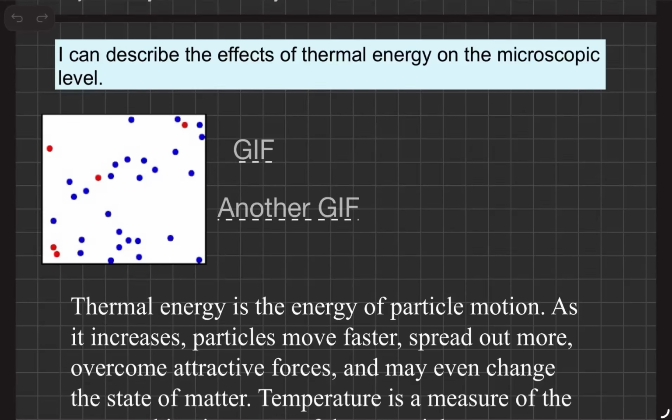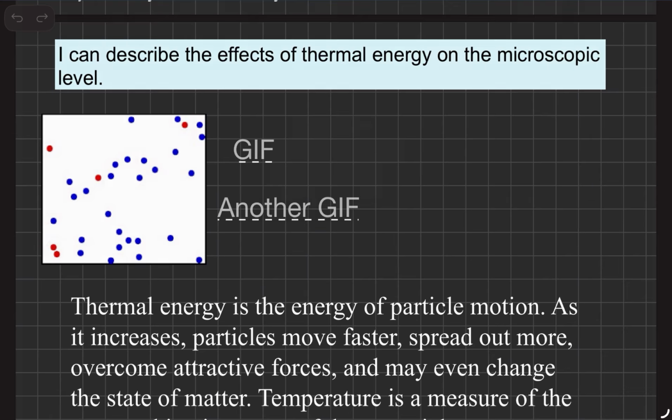Lastly, for this unit, we have the learning objective. I can describe the effects of thermal energy on the microscopic level. We've already been talking about this, but I specifically want students to be able to explain how the thermal energy is changing the microscopic system. In other words, it's making the particles move more.